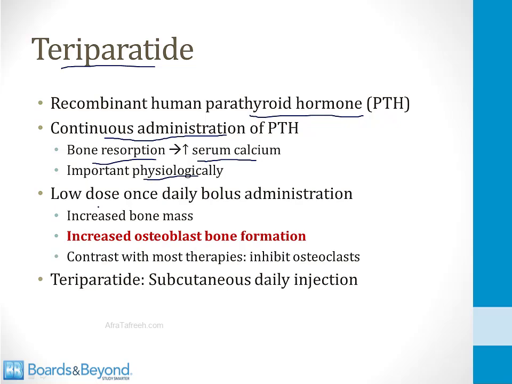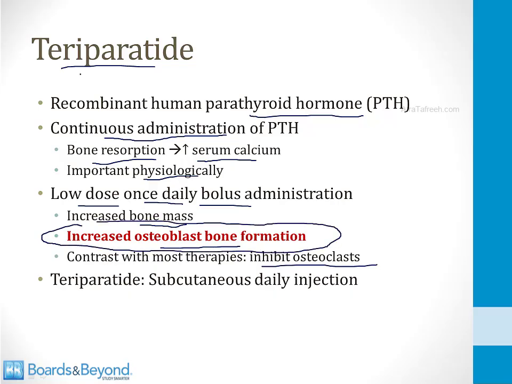However, if you artificially administer a low-dose, once-daily bolus of parathyroid hormone, you get a different effect. In this case, you get increased bone mass. The reason for this different effect is not known, but if you give a once-daily bolus of parathyroid hormone to a patient, you will see increased osteoblast bone formation. And this is in contrast with many therapies for osteoporosis which inhibit osteoclasts. Teriparatide, which is synthetic PTH, increases bone formation by osteoblasts. And so for this reason, recombinant PTH, which is teriparatide, can be given as a subcutaneous daily injection, and it will lead to more bone formation.